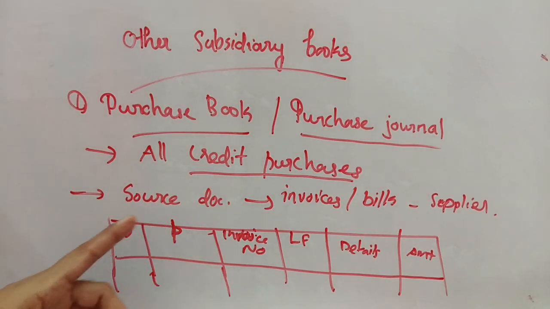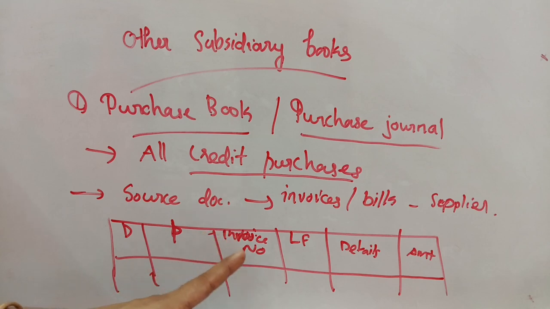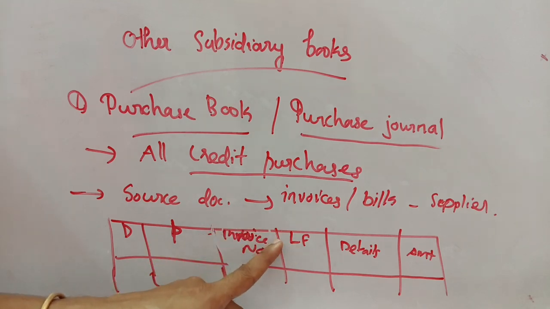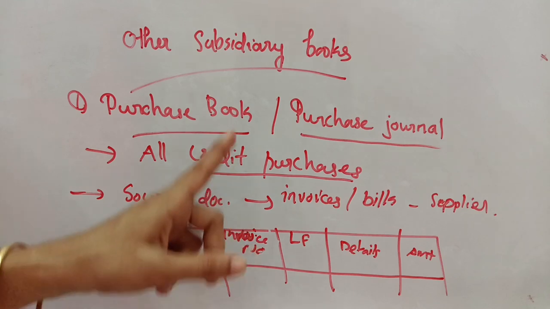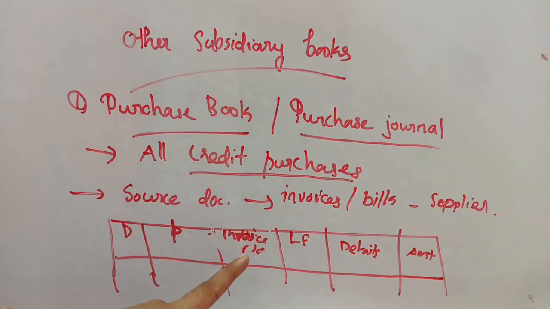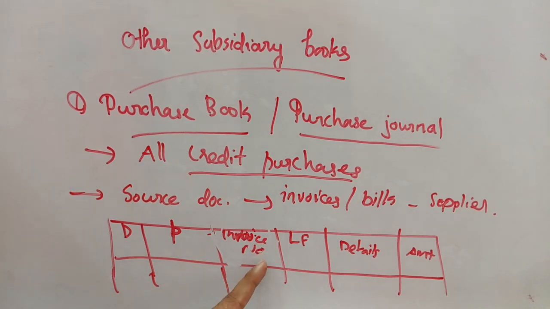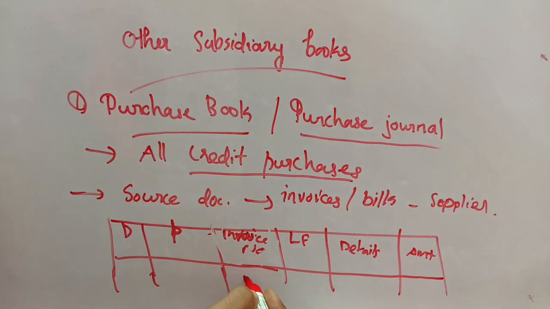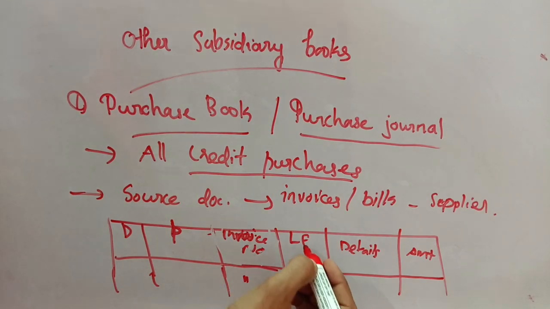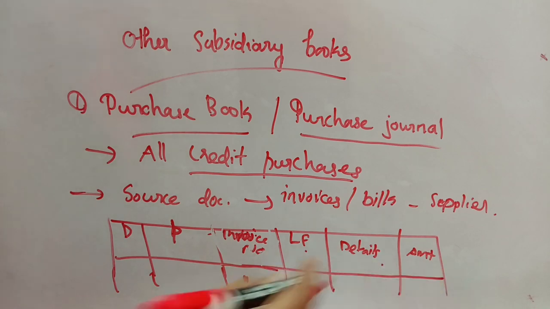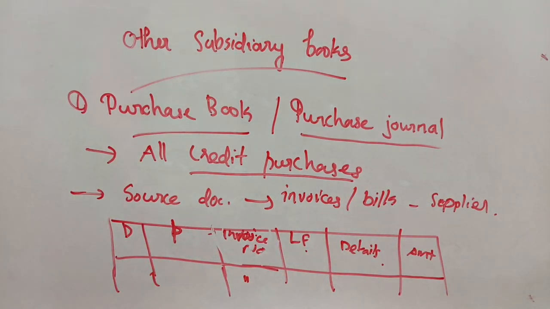Date column, particulars, invoice number. Why should we record the invoice number? The invoice number acts as the source document for recording credit purchase transactions. So the bill or invoice received from the supplier, the number of that will be recorded in the invoice number column. Then there is a ledger folio column and details should be there. Then the amount column is given.